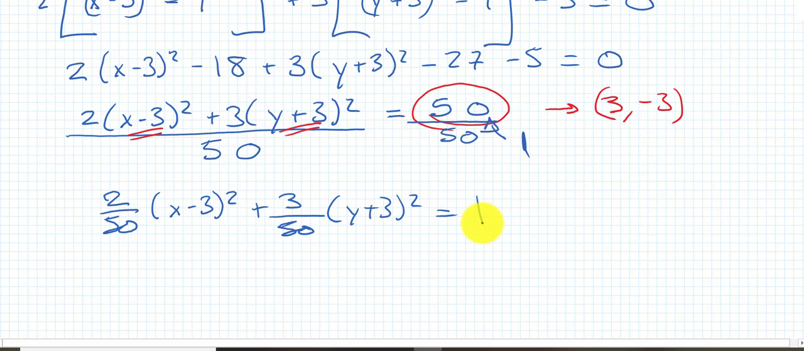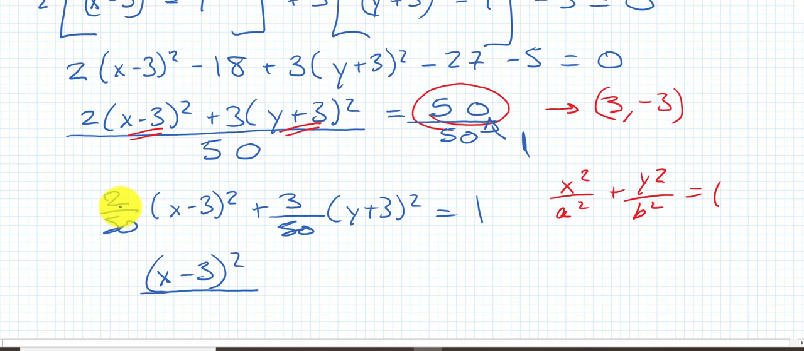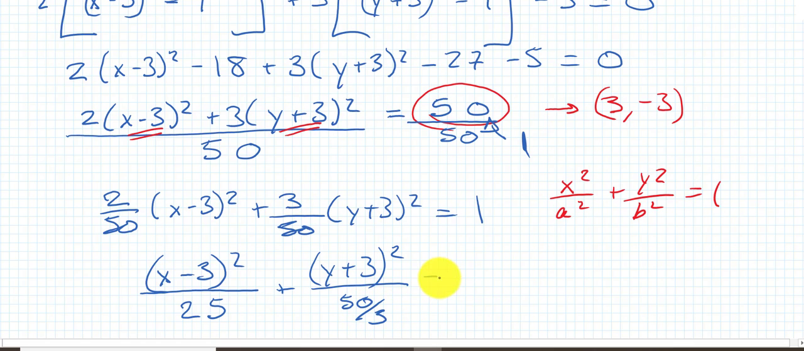Okay, now usually the standard form is written as x squared over a squared plus y squared over b squared equals 1, right? So what do we do right here? Well, multiplying by 2 over 50 is the same as dividing by 50 over 2. So (x minus 3) squared divided by, well, the reciprocal of 2 over 50, 50 over 2. That's 25. Plus (y plus 3) squared divided by 50 over 3 equals 1. Here we go. That's a standard form.